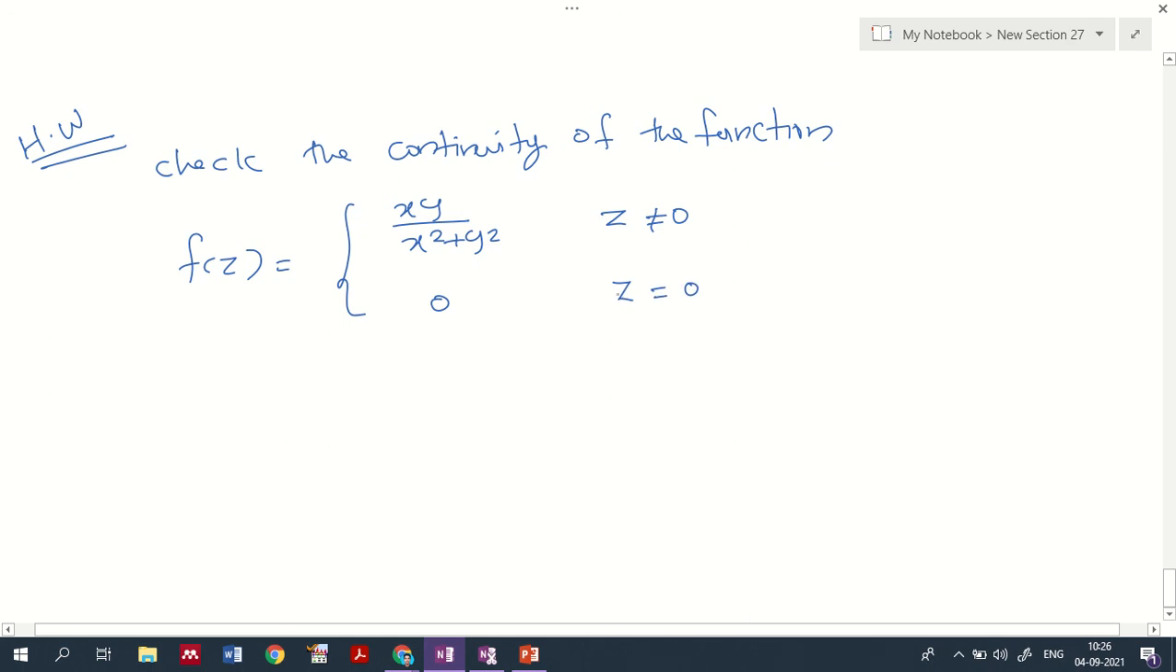So you check the continuity of the function f of z equal to xy by x square plus y square when z not equal to 0 and 0 at z equal to 0 cases. Like we have done in the last two problems, check the continuity of the different values corresponding to that case. So this is how you do the continuity check of a case.